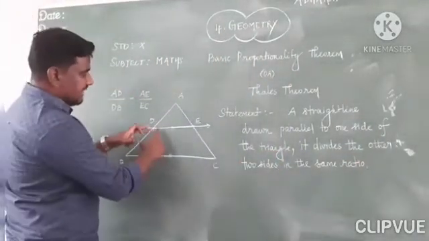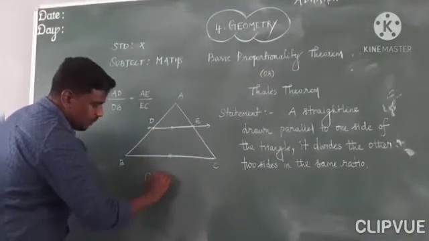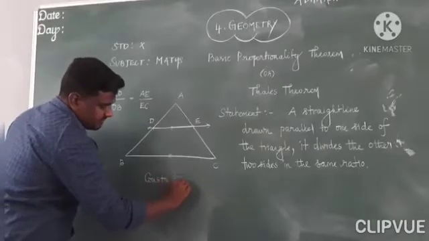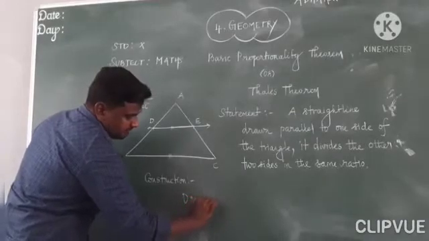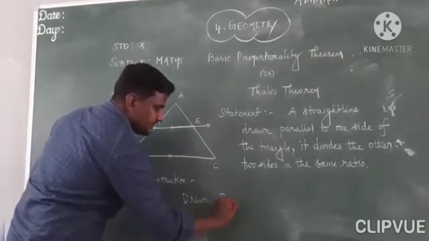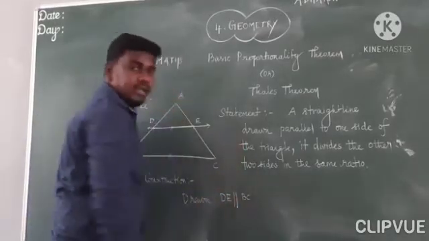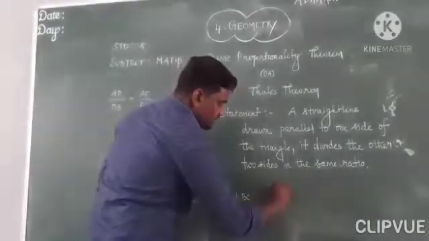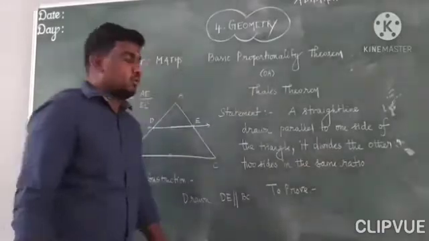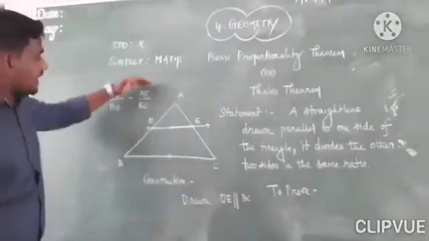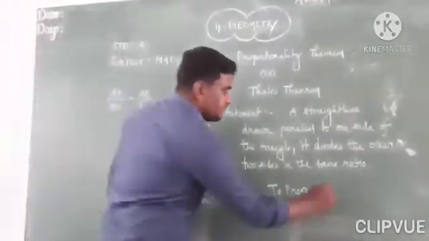Here I have drawn a straight line which is parallel to the side BC. So construction, what we did? Construction: drawn DE which is parallel to BC. Okay, to prove, what we have to prove: AD by DB equal to AE by EC.